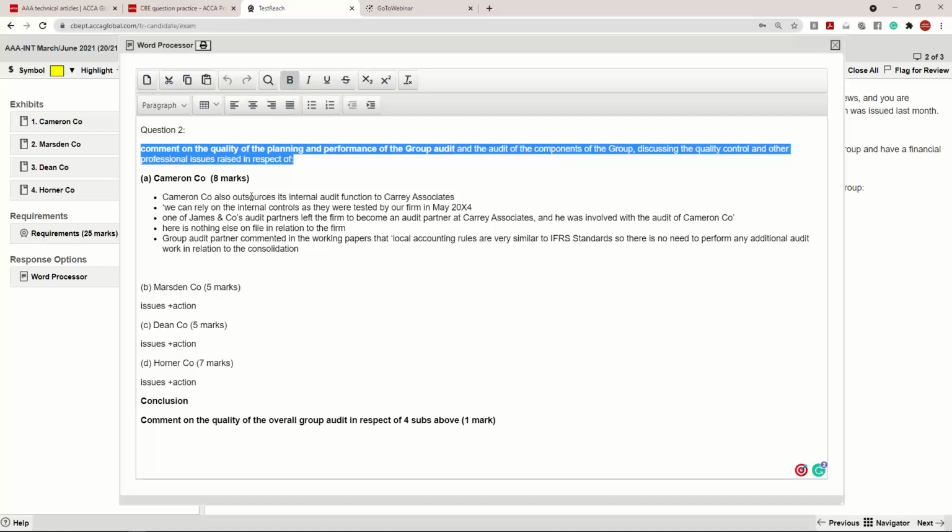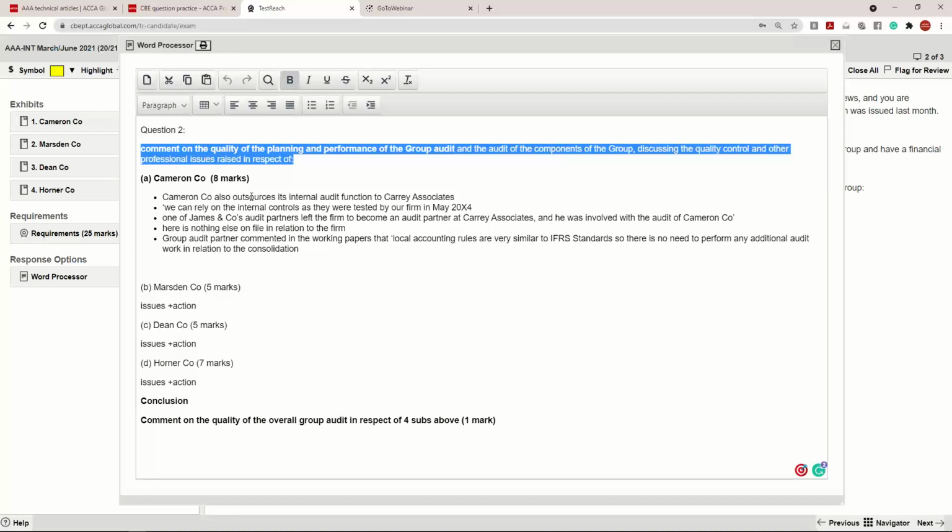The second problem we got from the case was that the Kerry associate was relying on the internal controls, knowing the fact that the internal controls have been tested by the same audit firm. Then we got to know that one of the partners of James Company, which is the group auditor, has recently left James Company and has joined Kerry Associate. So there was a significant familiarity threat there. Then we got to know that there is nothing else on the file in relation to the firm.